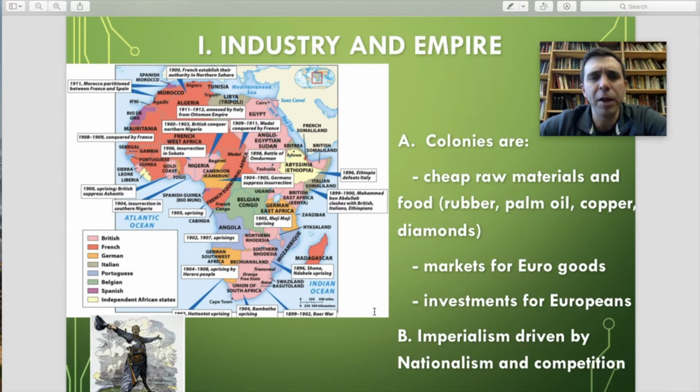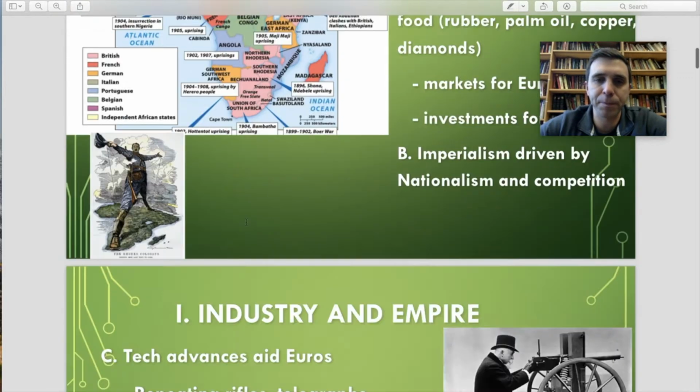This map of Africa showcases how Africa is divided up from a colonization standpoint. It looks really complicated and convoluted. It's in your textbook, and it's a pretty good resource just to give you a big picture of who's conquering where in Africa. And I'll get more into that later on as we go.